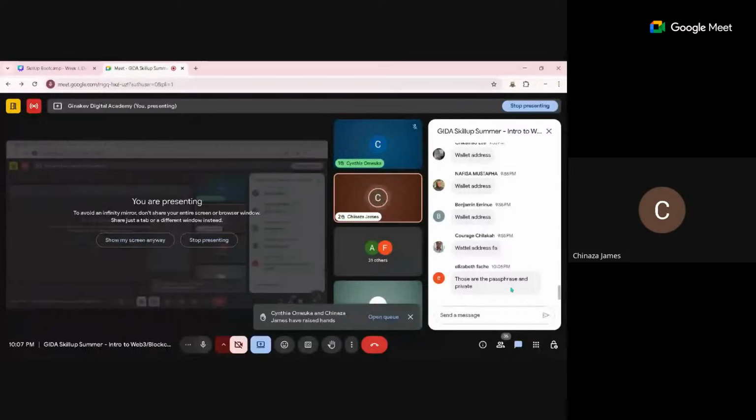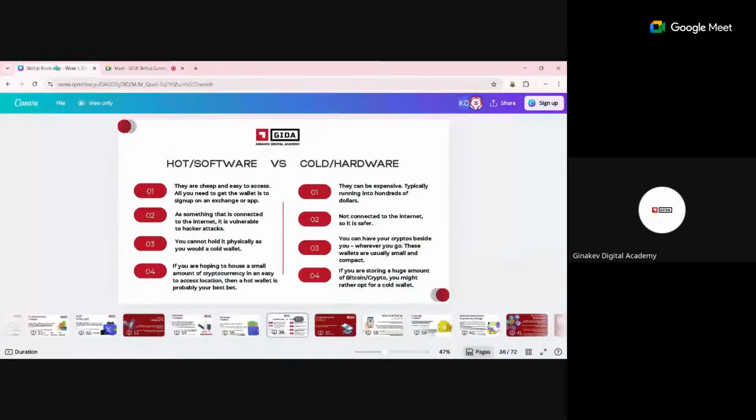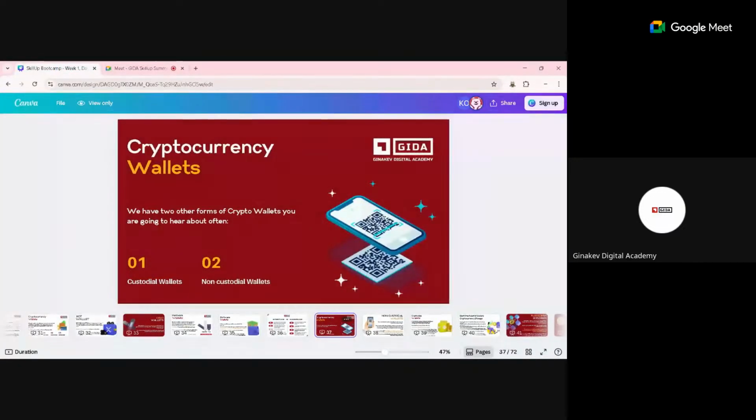It seems you skipped the paper wallet. Okay, Chinaza James, thank you very much for bringing my attention to that. I skipped paper wallets. That's actually a very big one. It shows that you're following, right?